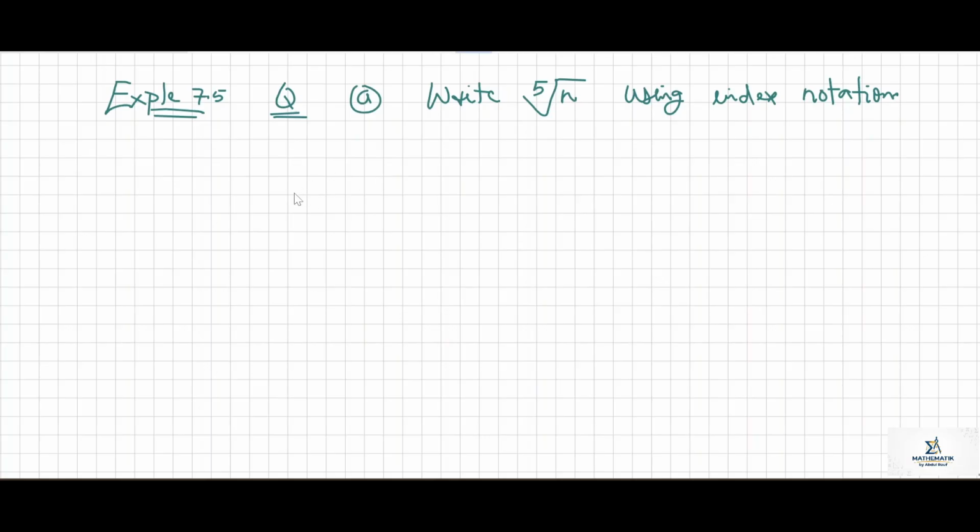So the solution is like this. The fifth root of n is n raised to 1 by 5. So it's this. Now it becomes an index notation because n raised to 1 by 5 is the fifth root. B. Now you have to evaluate this. Evaluate 16 raised to 1 by 4.